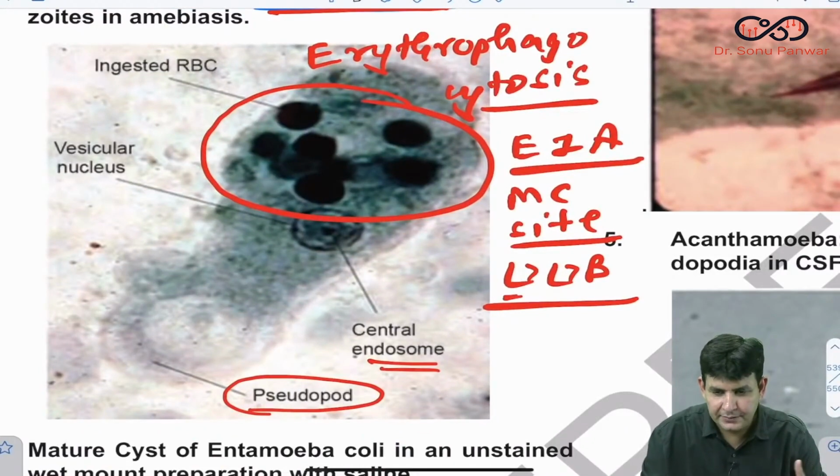And which type of pus? Anchovy sauce pus or chocolate pus. And the right lobe of the liver is commonly involved. Very well said. Okay.